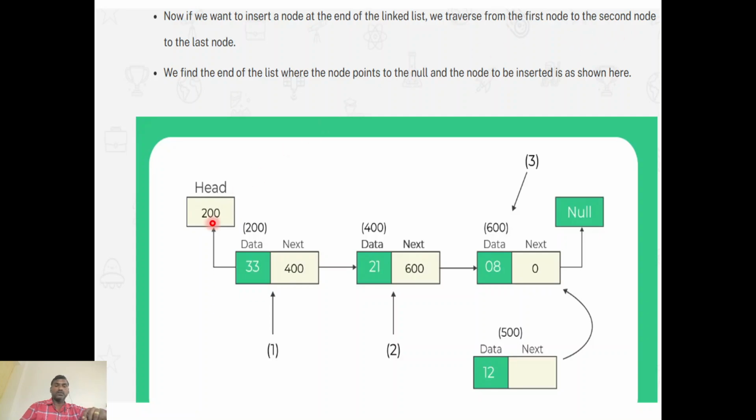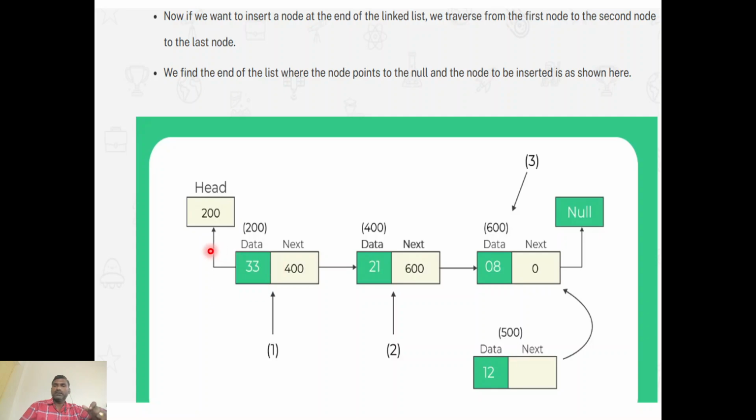till to this last node. We have to traverse from the first node, second node, till the last node. Now we want to find the end of the list, where the node points to null, and the node is to be inserted as shown in this figure.